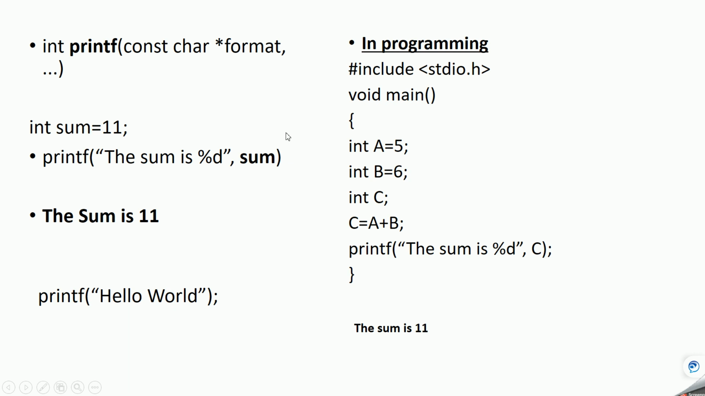You have to close the double quotes and give a comma, and then sum. So what will happen here? This %d will be replaced with the value of sum. And why have we used %d here? Because here it is an int. For int, this is used. %d is called a format specifier. So for integer, the format specifier is %d.